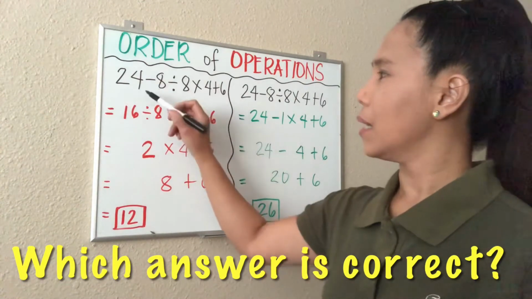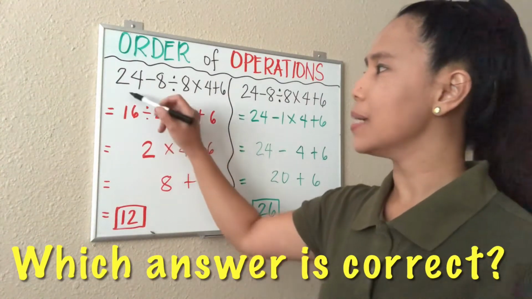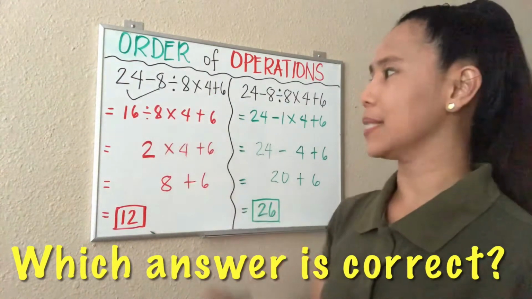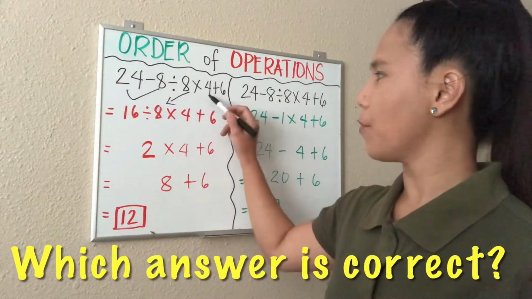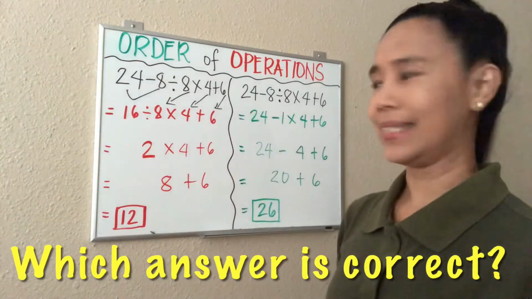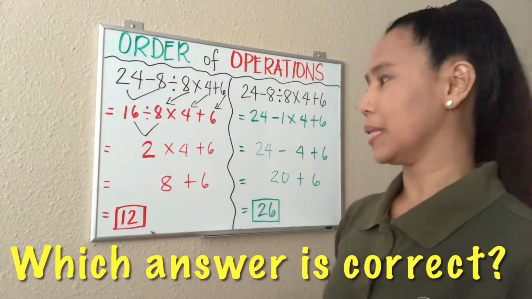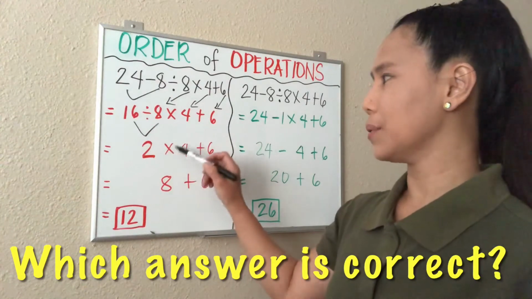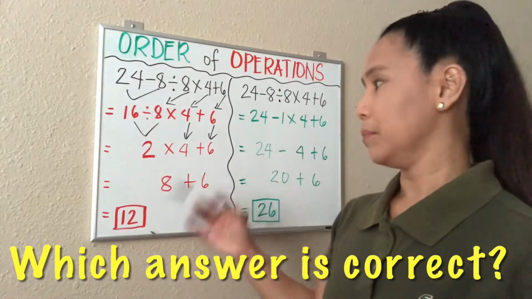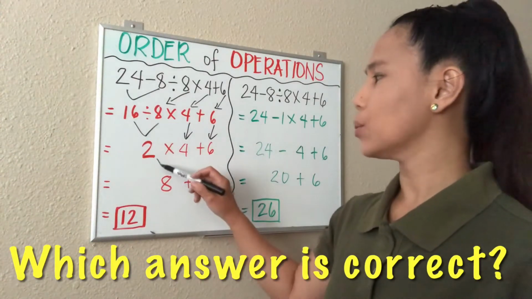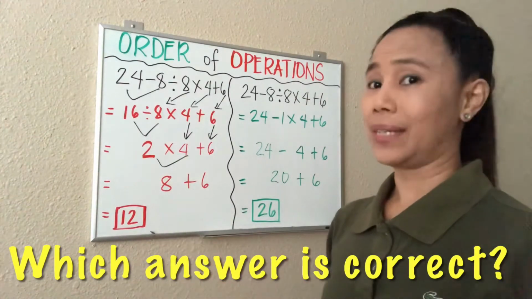If we can see, what happened here first is that 8 was subtracted from 24, and that is 16. So 24 minus 8 was 16. And then all others are copied. So 16, 8 times 4 plus 6. Now, the next step was 16 divided by 8. So 16 divided by 8 is 2 times 4 plus 6. So all others again are still copied, or you can just bring it down. And then 2 times 4 is 8 plus 6. And 8 plus 6 is equal to 12. So that's the first solution.